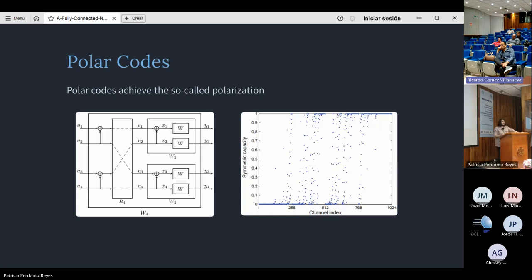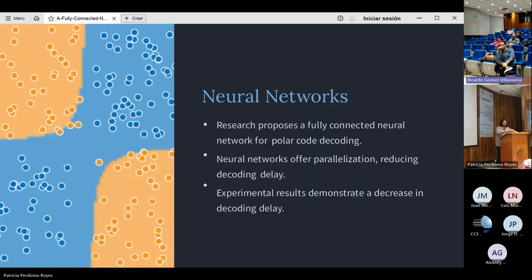Then, neural networks offer a solution by their parallel processing capabilities. They are used to classify data, recognize patterns, and make predictions. These structures are a set of interconnected artificial neurons. They process input data to generate new information.